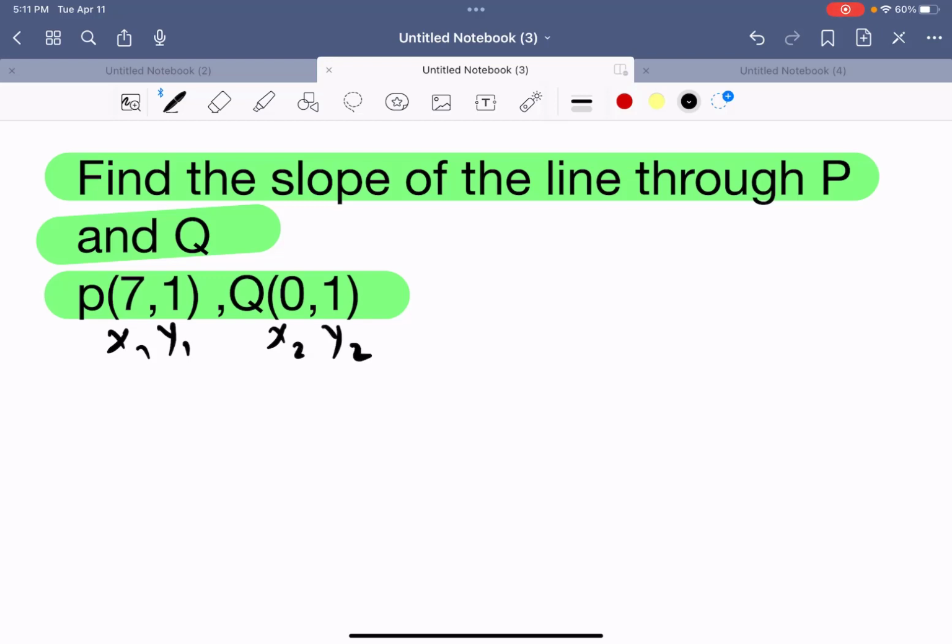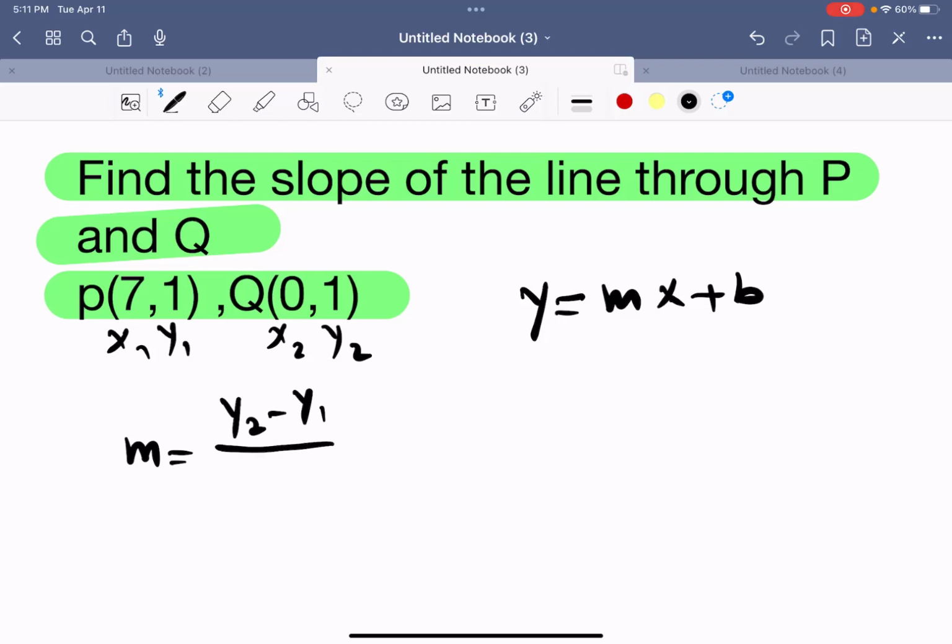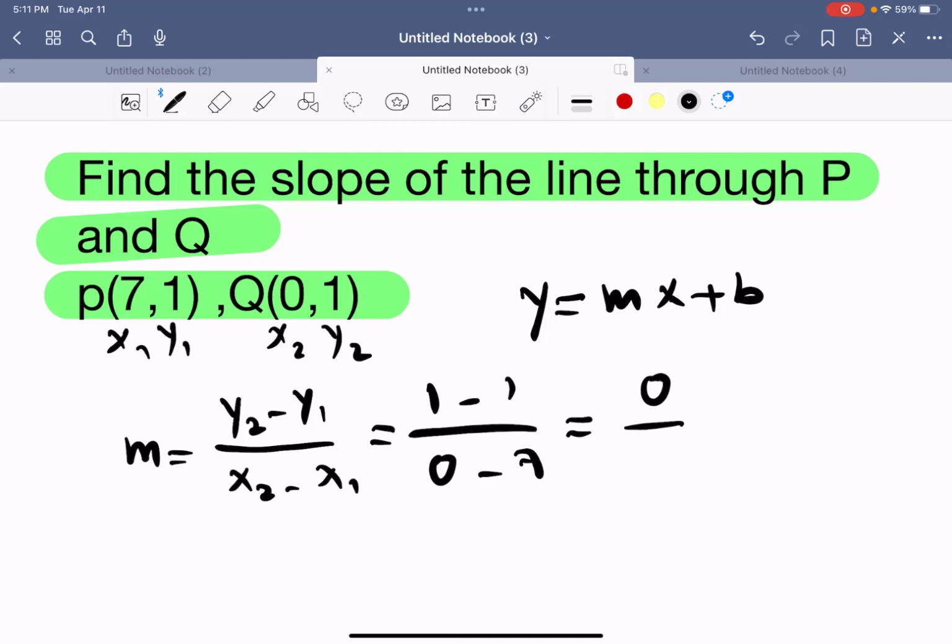So we have the formula y equals mx plus b. So your m is equal to y sub 2 minus y sub 1 divided by x sub 2 minus x sub 1. Okay, so the y sub 2 is 1 minus 1 divided by x sub 2, which is 0, minus x sub 1, it's 7. So 1 minus 1 is 0, divided by 0 minus 7 is -7. 0 divided by -7 is 0. So the slope is equal to 0.